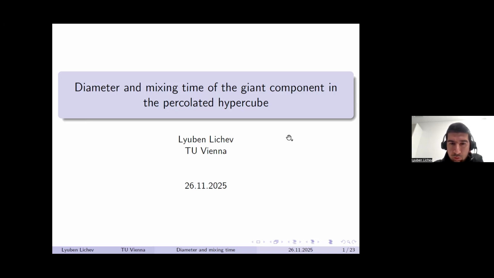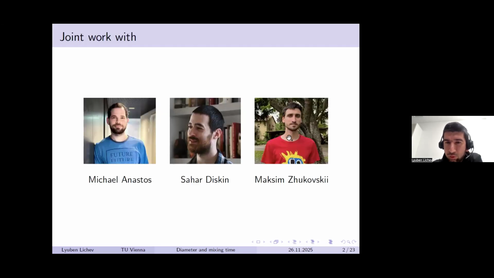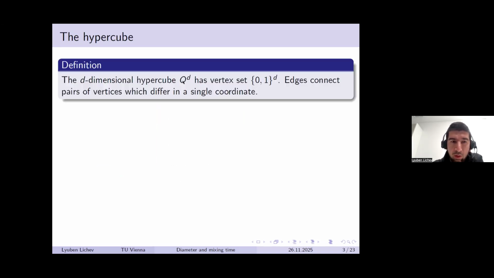First of all, I'd like to underline that it's actually a joint work with my wonderful colleagues Michael Anastos from IST Austria, Sahar Diskin from ETH Zurich, and Maksim Zhukovskii from the University of Sheffield. So everything I'm going to say is based on work with these three wonderful guys.